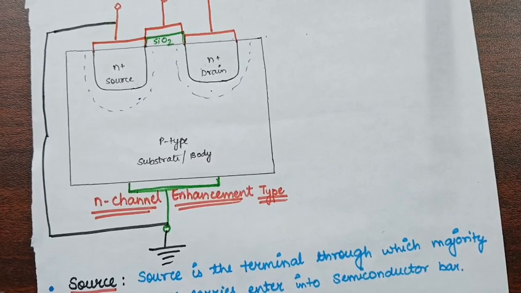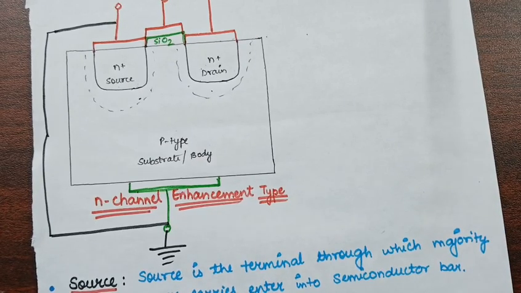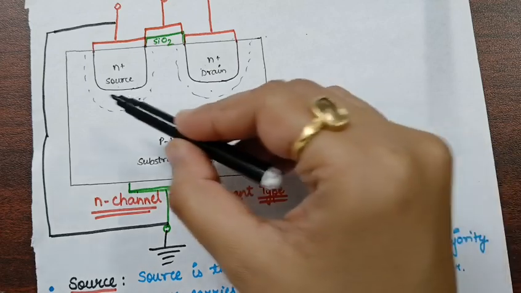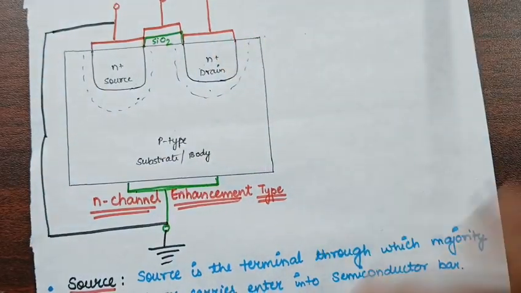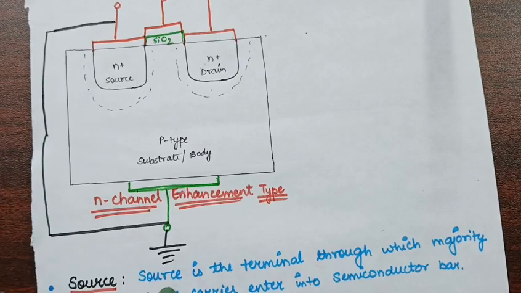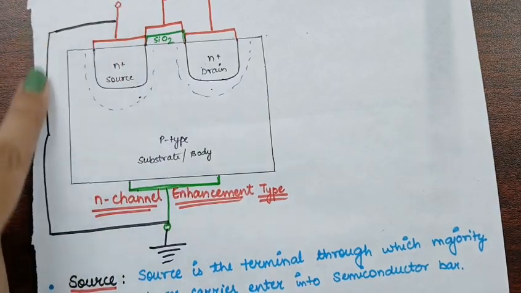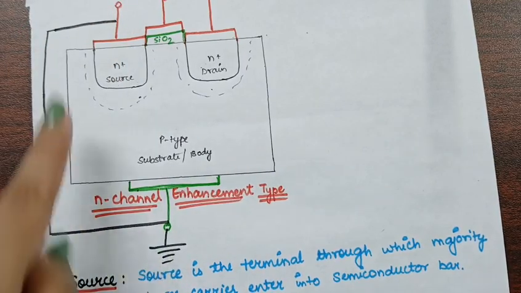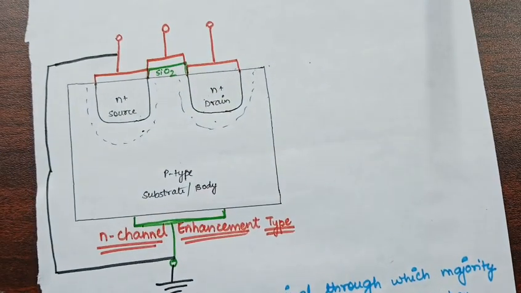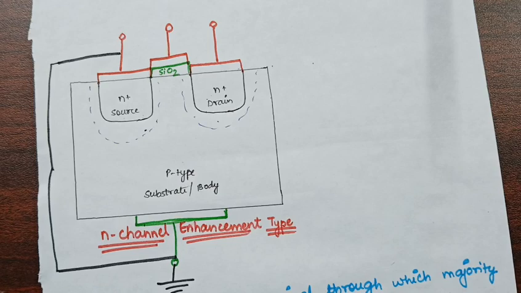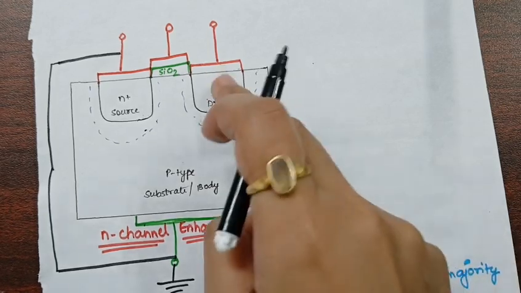Now as we all know, MOSFET is a three-terminal device. That is, it consists of a source, drain and gate terminal. As the source and the body terminal are connected together, they will be considered as a single terminal. So this is 1, this is 2 and this is 3. So it is a three-terminal device. Clear?